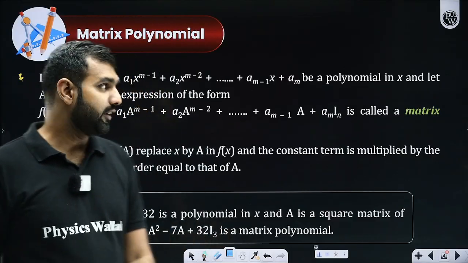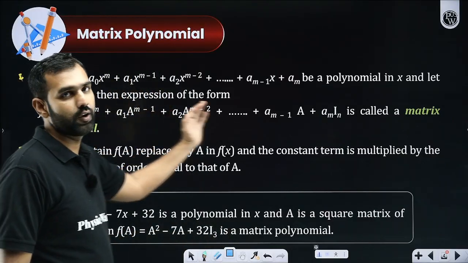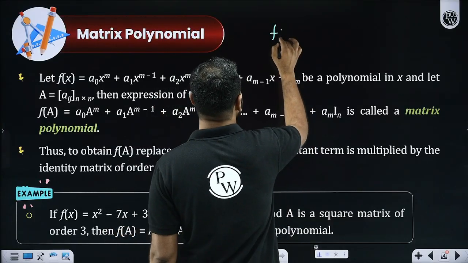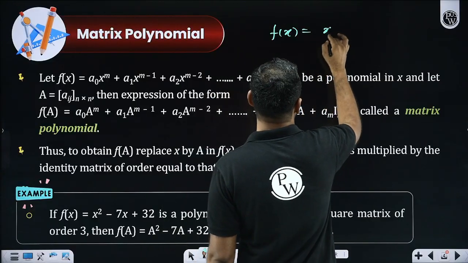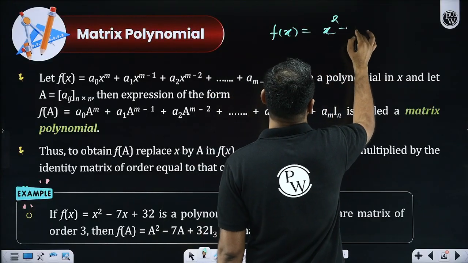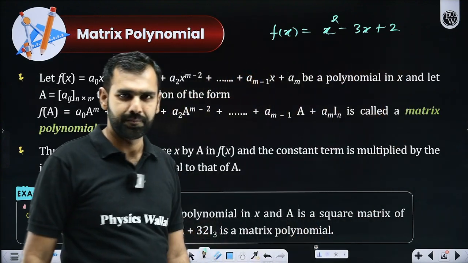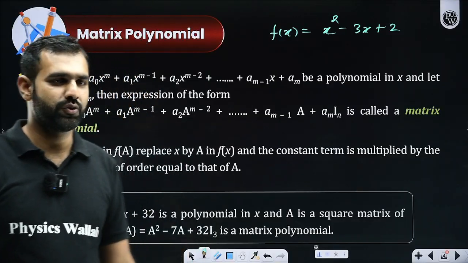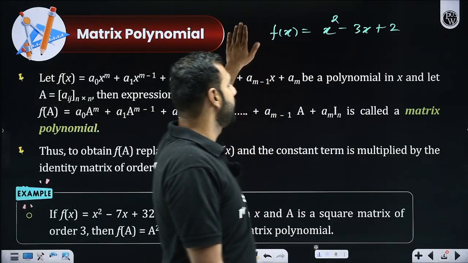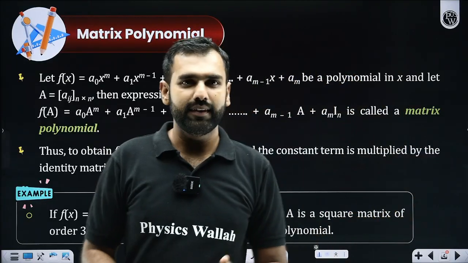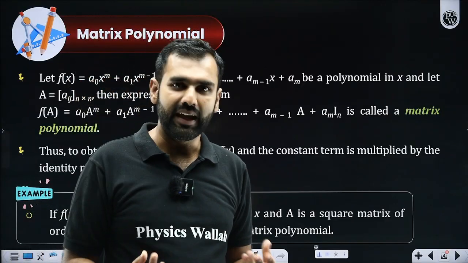First of all, what we know is that if there is a polynomial, how do we write a polynomial? Let's say there is a quadratic polynomial, a second degree polynomial. One example of a second degree polynomial could be x square minus 3x plus 2. This is a quadratic polynomial. If I wish to write a cubic polynomial in x, I can write that, yes or no? That's how you define polynomials in variable x.